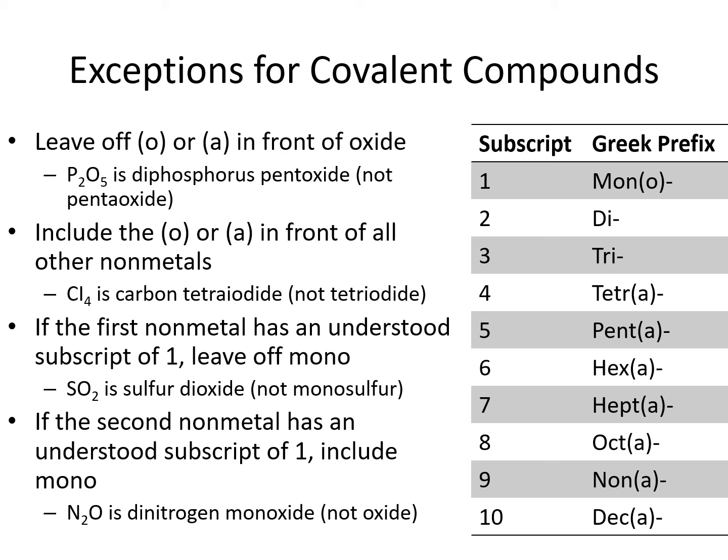The other exception is when the first nonmetal has an understood 1 as its subscript. In that case, the prefix would have been mono, but we leave it off. For example, SO2 is sulfur dioxide, not monosulfur dioxide. We do include mono in front of the second nonmetal if it has an understood subscript of 1. For example, N2O is dinitrogen monoxide, not dinitrogen oxide.